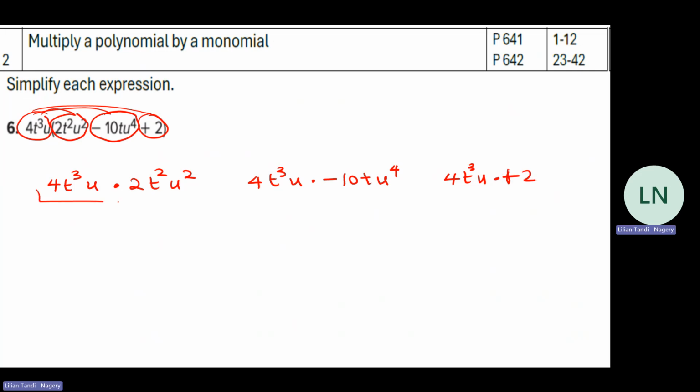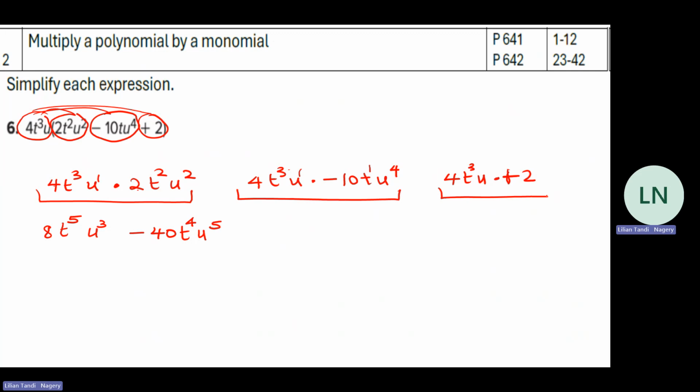Okay? Now you solve this. 4 times 2 becomes 8. 3 plus 2 is 5. So t to the fifth power. U, this will be 1. 1 plus 2 is 3. Then we solve this. 4 times negative 10 is negative 40. Then t. There is 3 here and there is 1 here. So together they are 4. T to the fourth power. There is 1 u here and 4 u here. So u to the fifth power.